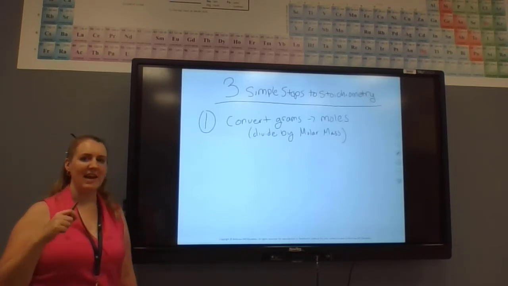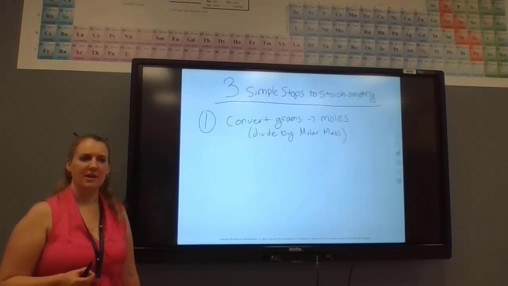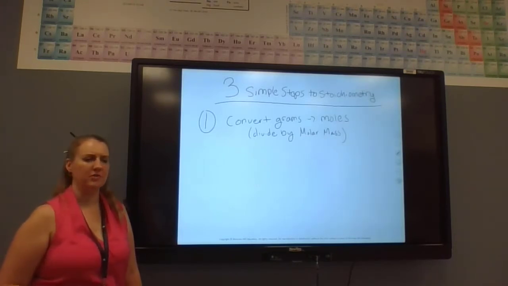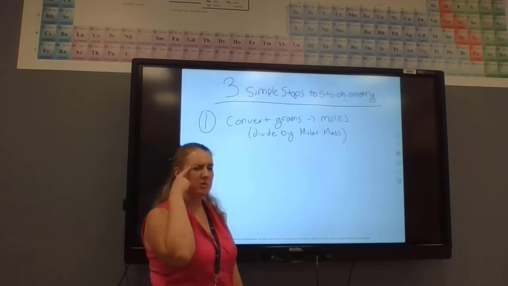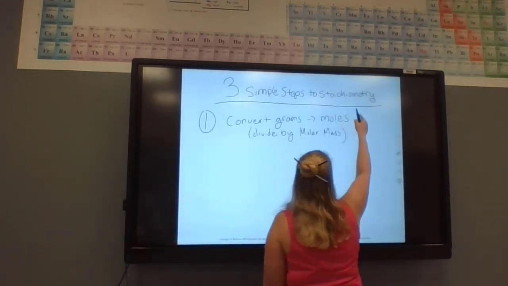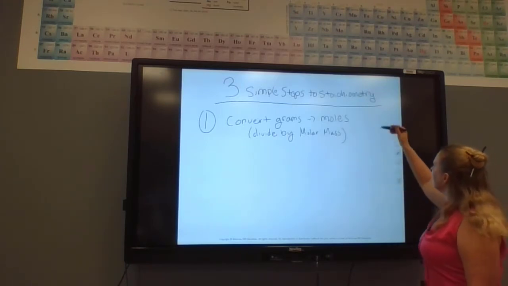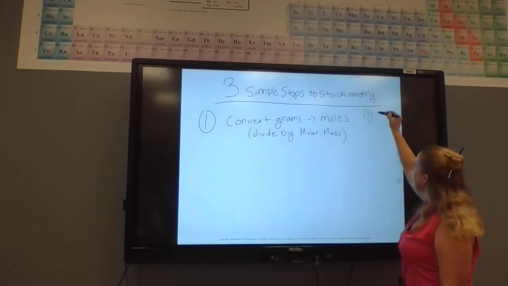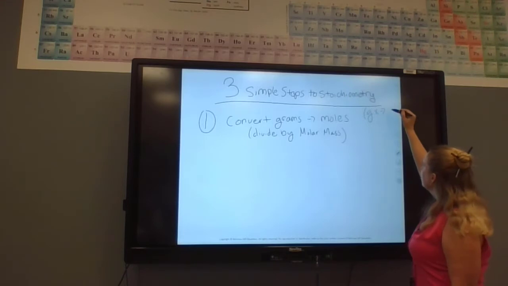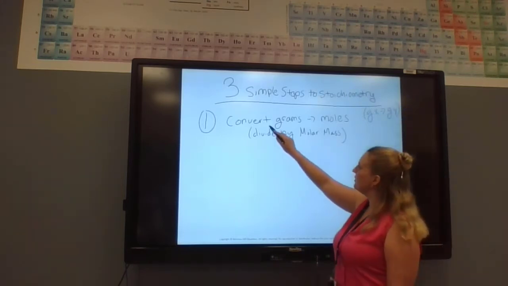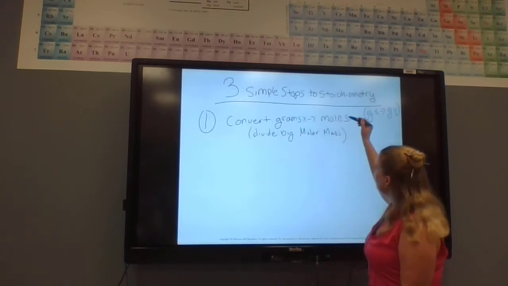Now that I have moles, I want to get not to moles of what I started with, but moles of what I ended with. So let's put a little disclaimer here so you can keep track. Stoichiometry is when I want to go from grams of some component X, and I'm asking for grams of some other component Y. So first thing we're going to do is convert grams of whatever X, whatever we started with, to moles of X.